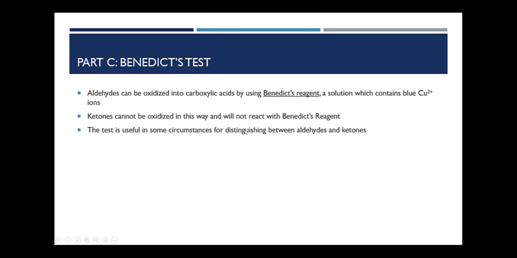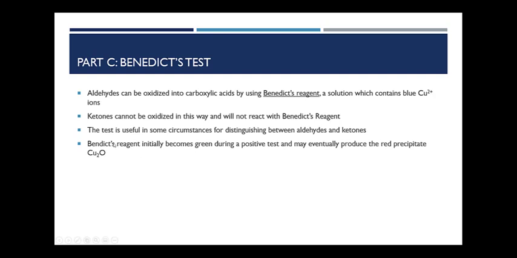And so if we combine ketones with Benedict's reagent, we would expect nothing to happen. And so it is useful for some circumstances between telling apart aldehydes and ketones, although in my experience this is a not very consistently reliable test except for very specific types of compounds, namely carbohydrates, which we will be discussing in an upcoming lecture. So Benedict's reagent initially becomes green during a positive test, and then it will completely go into becoming the red precipitate copper 1 oxide given enough time and the right conditions.